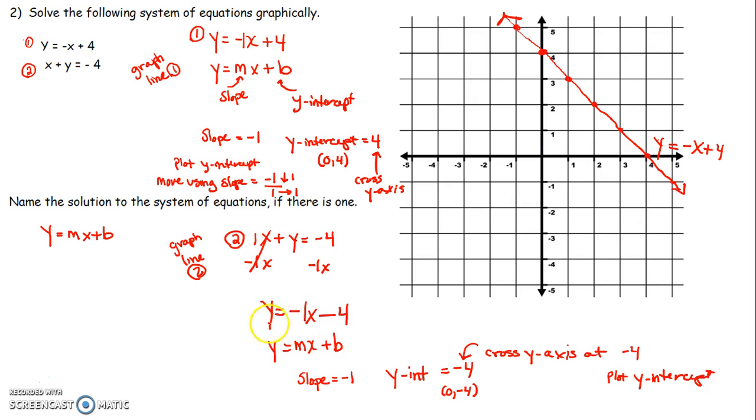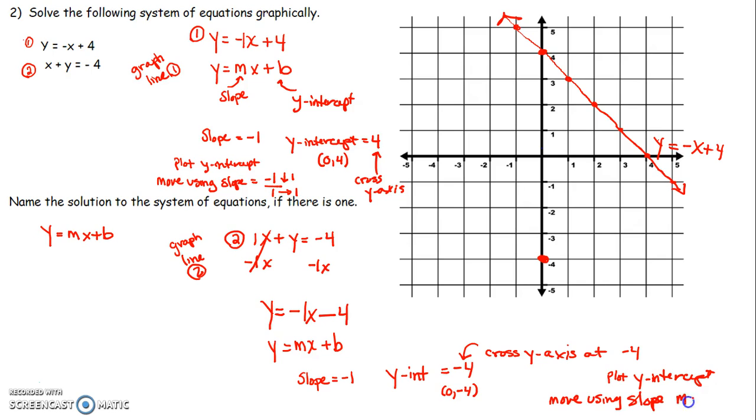Okay, so when we're going to graph a line, step 1 is to plot the y-intercept. Now that we have it in the correct form, we can plot the y-intercept. So 0, -4. There you go. There's my y-intercept for the second equation. For that second equation, we'll then move using the slope. We move the way the slope tells us to move.